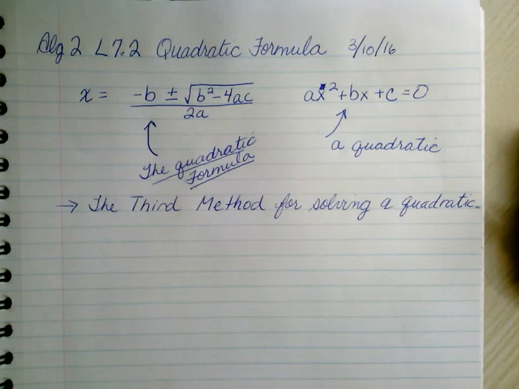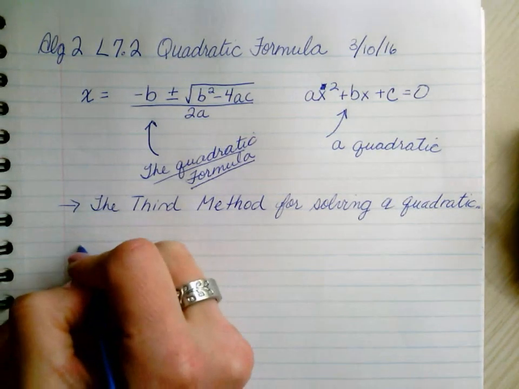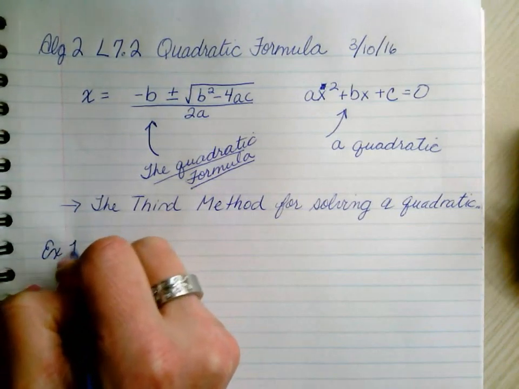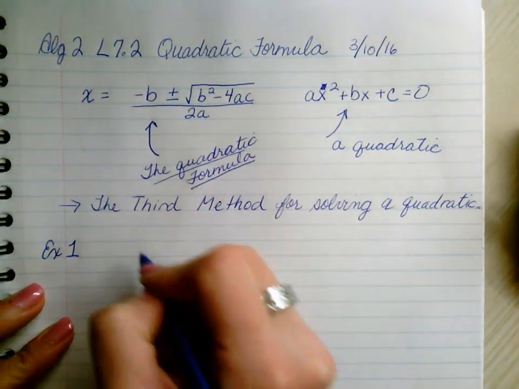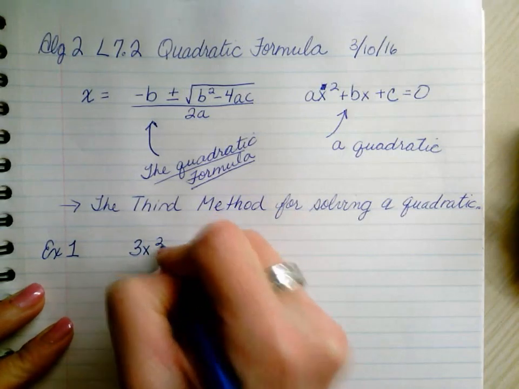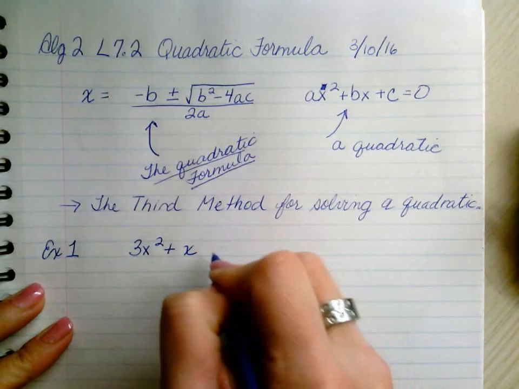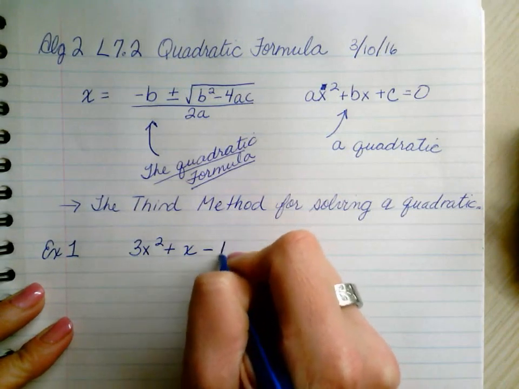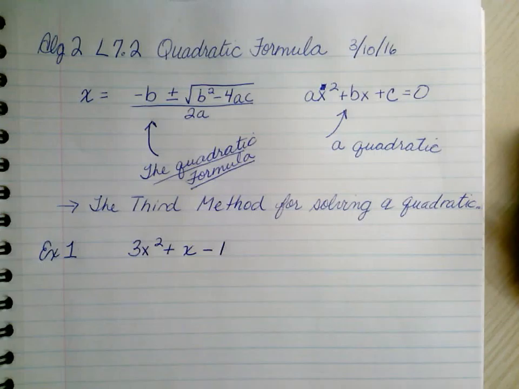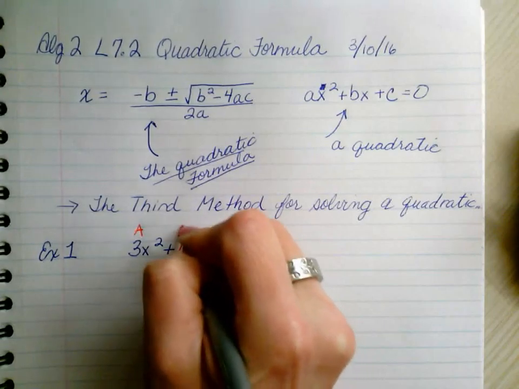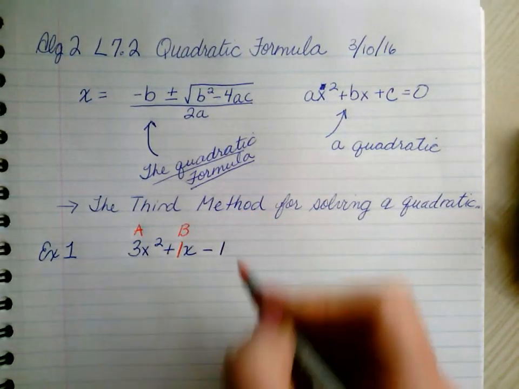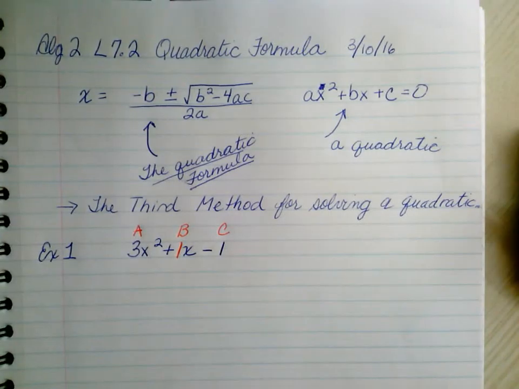Quadratic formulas are extremely useful when you don't have something that is easy to factor or easy to solve by completing the square. Example 1 is one such quadratic. Solve 3x squared plus 1x minus 1. Now, the 3 is in what's known as the A position. This invisible 1 is in the B position. This negative 1 is in the C position.